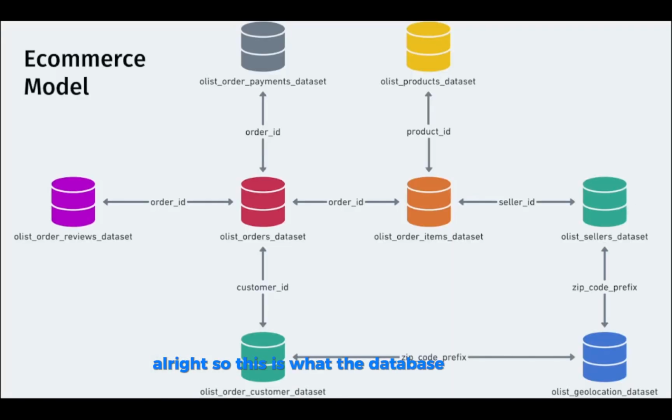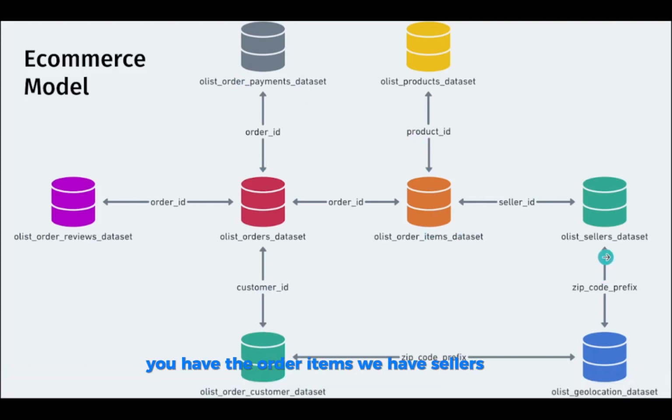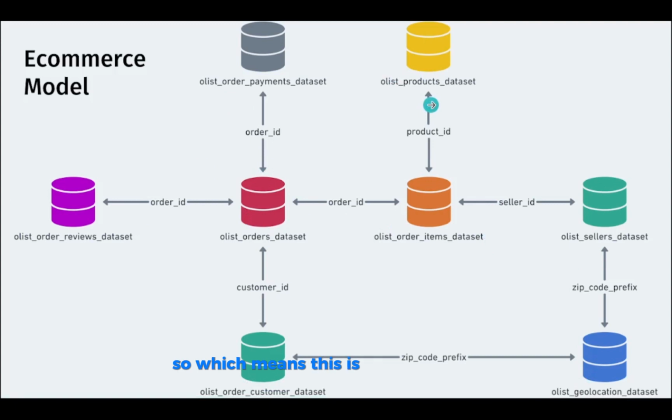All right, so this is what the database, or the datasets, look like. This dataset has different tables. We have the order reviews, the orders dataset itself, the customers, the order payments, the products, the order items, the sellers data, and the geolocation data. As you can see, each of these is related to the others, which means this is a relational database.